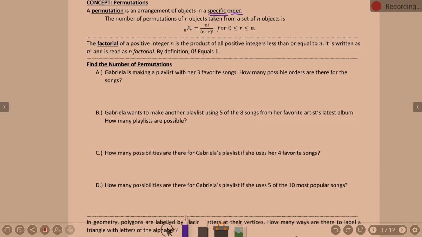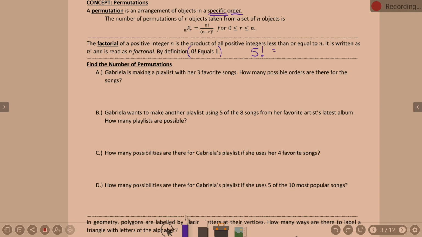So the factorial of a positive integer is the product of all positive integers less than or equal to n. It is written as n factorial, or n exclamation point, and is read as n factorial. And this is just a side note: by definition, 0 factorial equals 1. I don't have an example written in my notes, but we're going to do an example. So, for example, we're going to do 5 factorial.